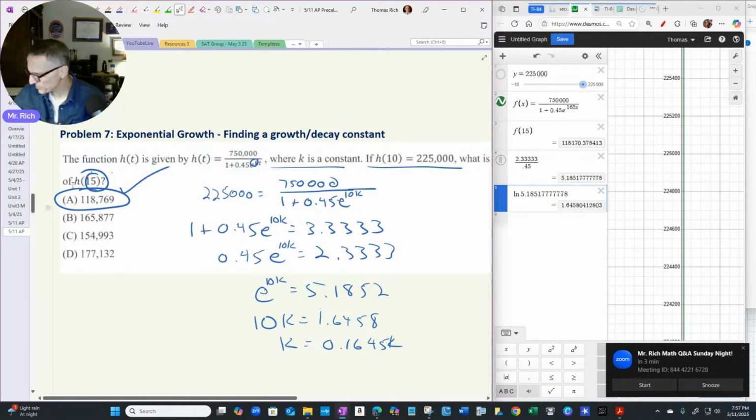Okay, John's asking a question. Would you be able to just write the equation and put f of 15? You would still get the same... What if you have to do it h of 10? I'm not sure I got you there, John. I'm not sure what you're asking.